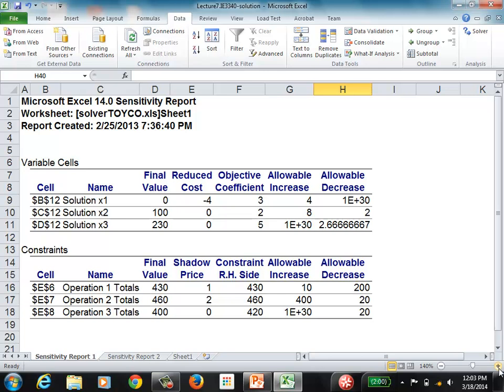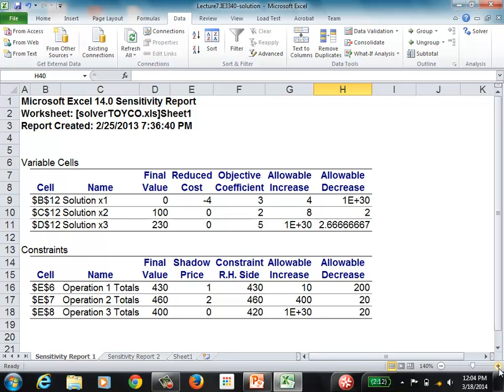So here you can see that we have the variable cells and the constraints. For the constraints, remember the dual price. In Excel it's called the shadow price, which is the same as the dual price. So if you remember, for operation 1, if you increase it by 1 unit, it will increase the objective function by 1 unit. If you increase operation 2 by 2 units, it will increase your optimal solution by 2 units. You also have the allowable increase and allowable decrease.